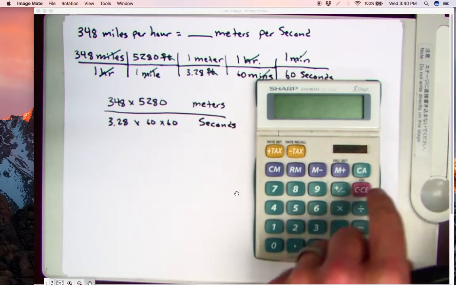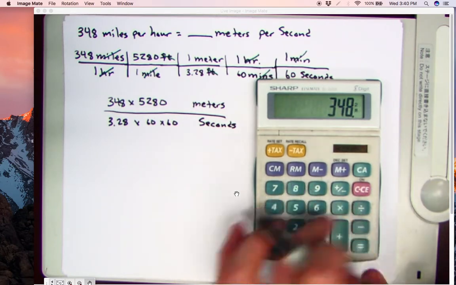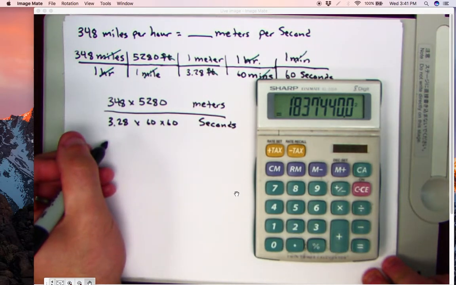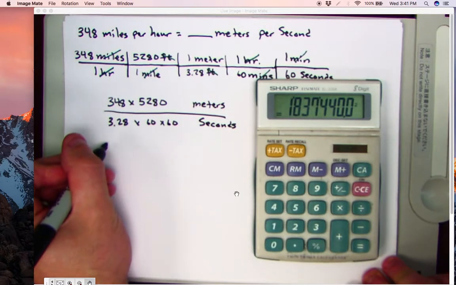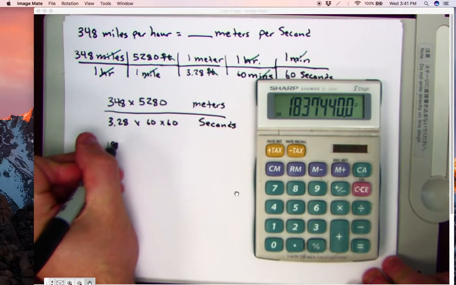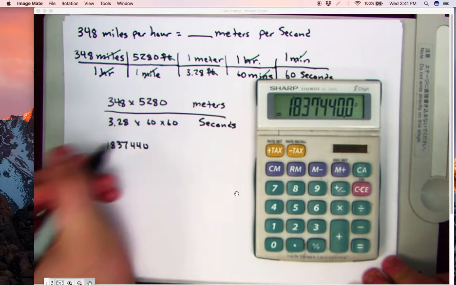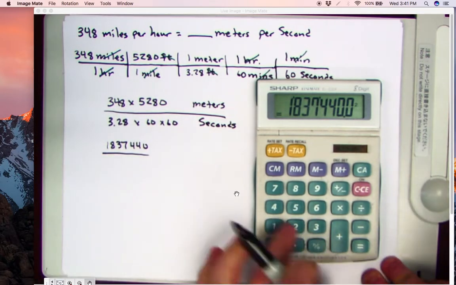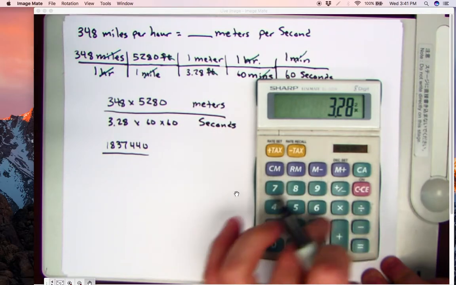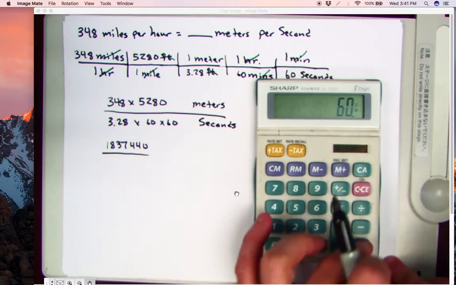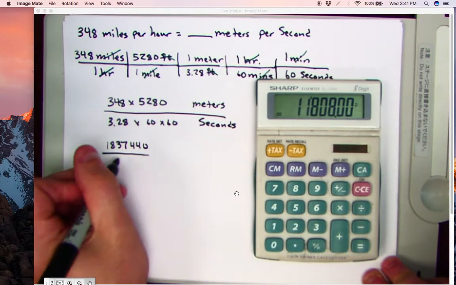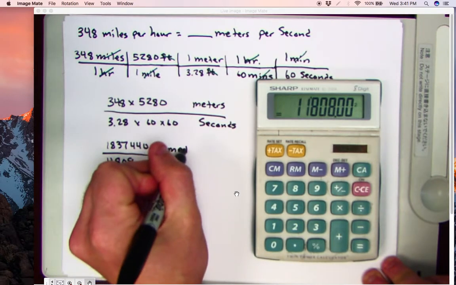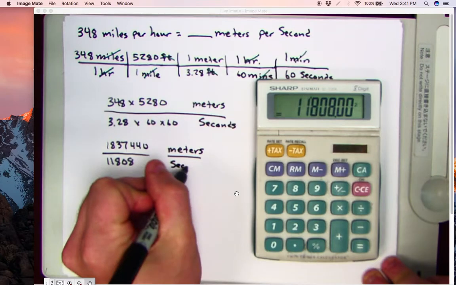So now, 348 times 5,280. Ooh, that's a really big number. Let's see here. 1,837,440. Okay, that's just by multiplying the two numbers on the top. On the bottom, 3.28 times 60, and then times 60 again. So that's 11,808, still having the units meters on the top, seconds on the bottom.